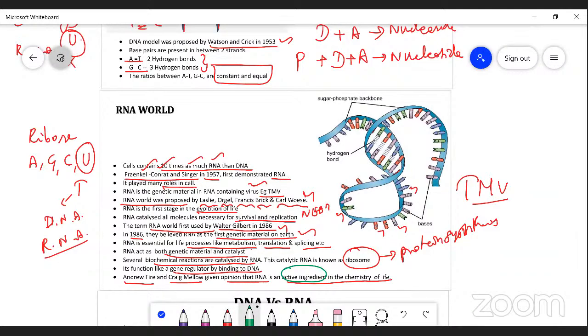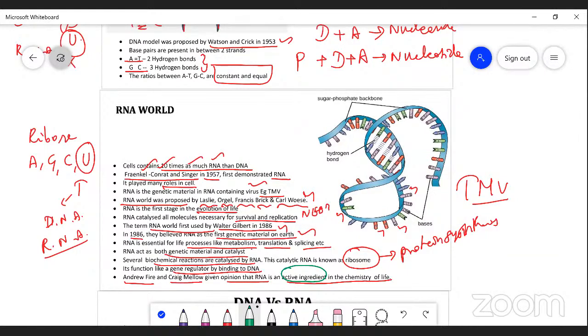RNA is the genetic material especially for many viruses. Some viruses have DNA as genetic material, but commonly many different types of viruses have only RNA as the genetic material. The RNA world idea was first proposed by Woese, Crick and Orgel, but the term RNA world was first used by Walter Gilbert in 1986. It is the first stage in the evolution of life.